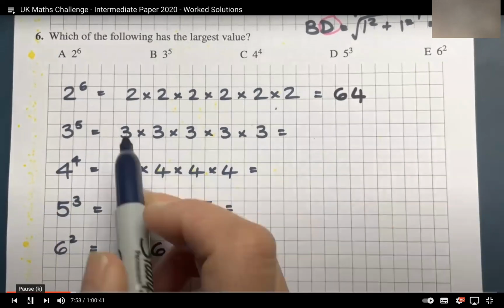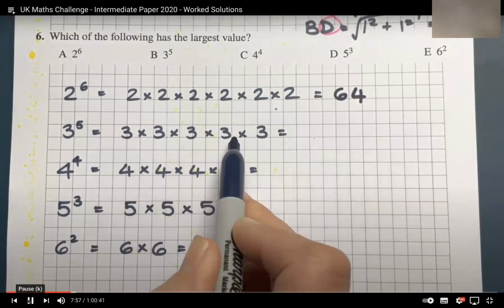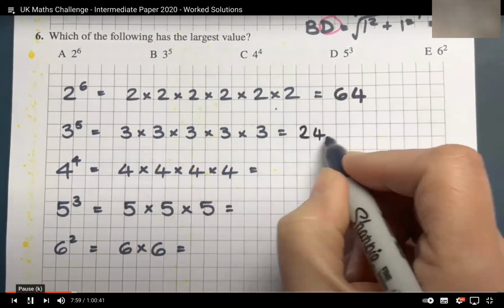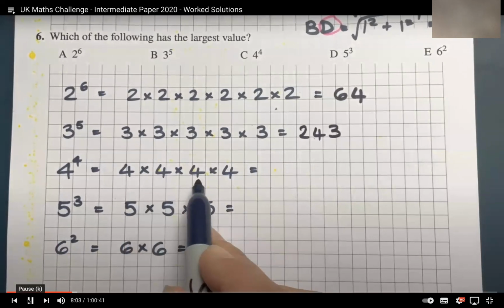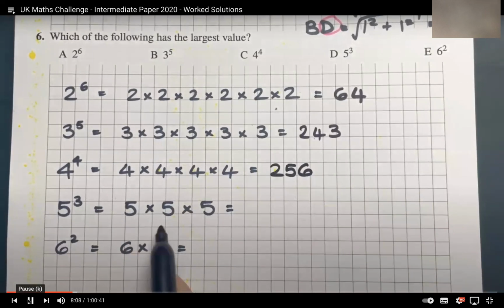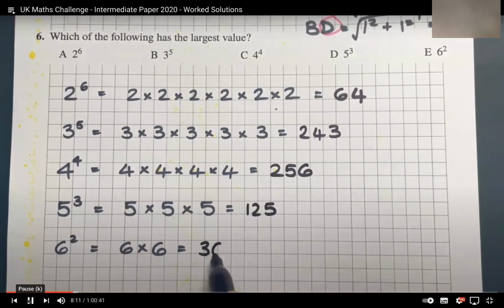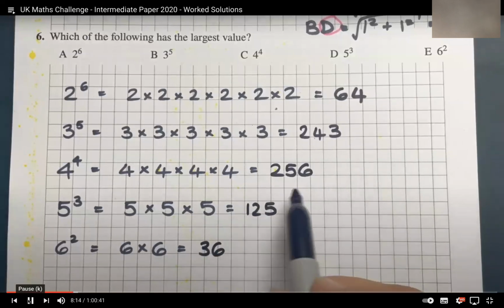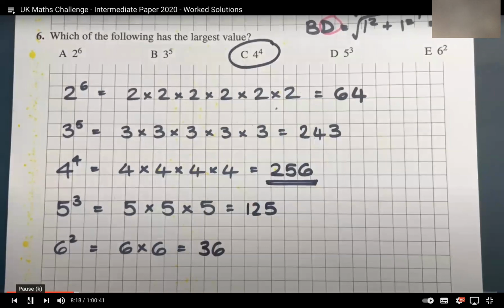3 to the power 3, I've got 9, 27, 81, 243. I've got 4, 16, 64, 256, 5, 25, 125, and obviously 36 is my last one. So I can see therefore that 4 to the power 4 is the largest value. The answer to question 6 is C.